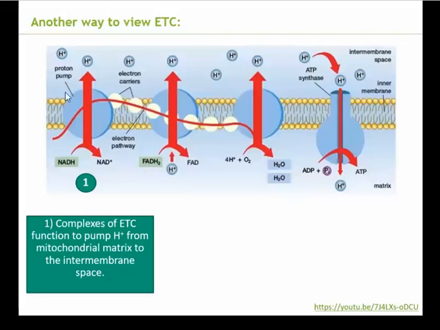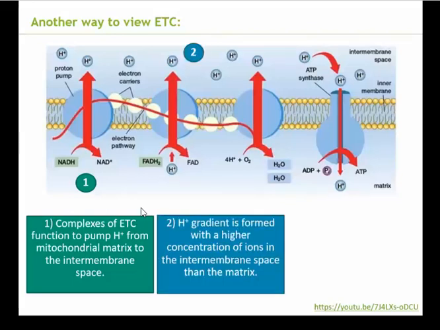FADH2 drops off, it can't go into the first pump, but it can go into the second pump. So that's FADH2 then pumped up through there. The hydrogen gradient is formed with a higher concentration of ions in the inner membrane space, which is up here, compared to the matrix, which has a lower concentration.